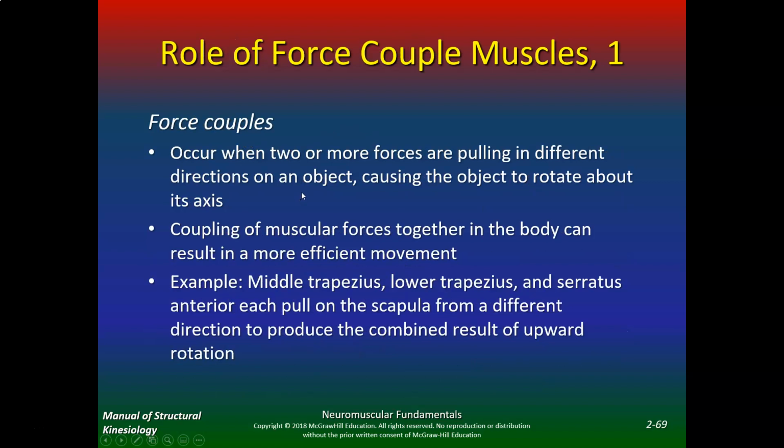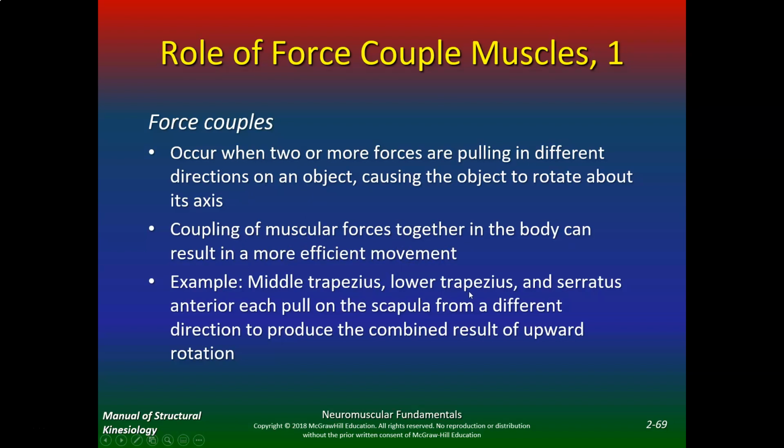There's a lot of force couples in your body. Force couples occur when two or more forces are pulling in different directions on an object, causing the object to rotate about an axis. And the most famous force couple would be in the shoulder, and I'll show you a nice little video from Donatelli. Coupling of the muscle forces together in the body can result in a more efficient movement, so this is very important to have efficient force couples.